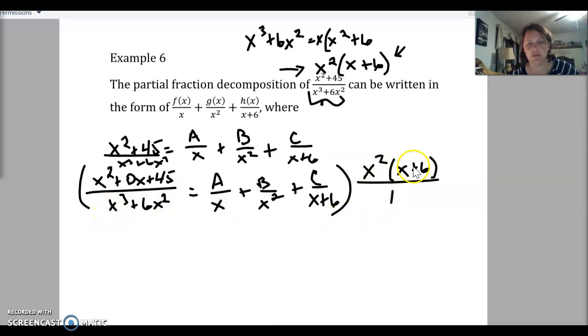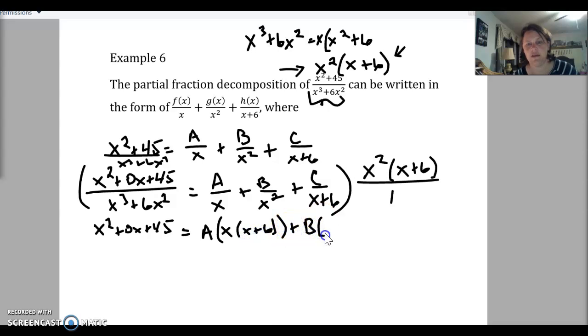So now I'm going to go ahead and multiply that all out. This is all going to cancel on the left-hand side, and we'll be left with x squared plus 0x plus 45. On the right-hand side, an x will factor with one of those x's, and we'll have A times x plus 6 plus B. Now the whole x squared is going to cancel, so we'll have B times x plus 6. And then for the C, the x plus 6's will cancel, and we'll have Cx squared.